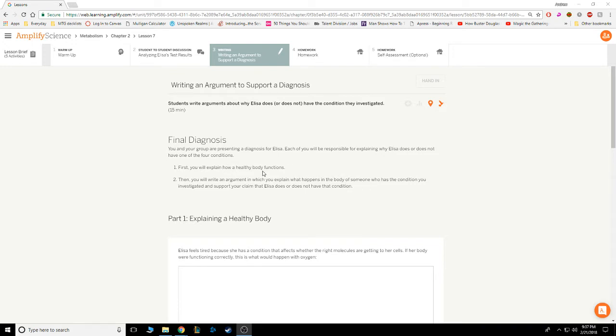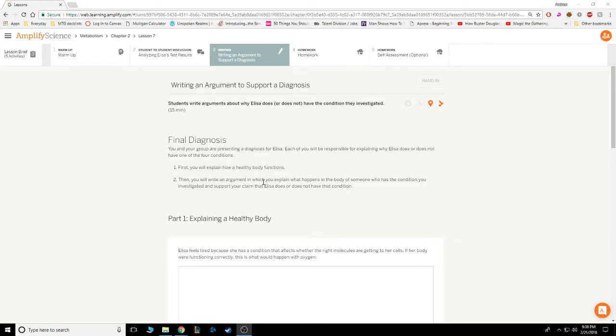First, you have to explain how a healthy body functions, and they want you to do this so you can practice interpreting information from the model. Because if you look at the model and you say, I know that's correct, I know why, then we understand that you know what the model should be doing. And when you understand what it should be doing, you can tell what it should not be doing if it's functioning incorrectly, which is followed in the second part.